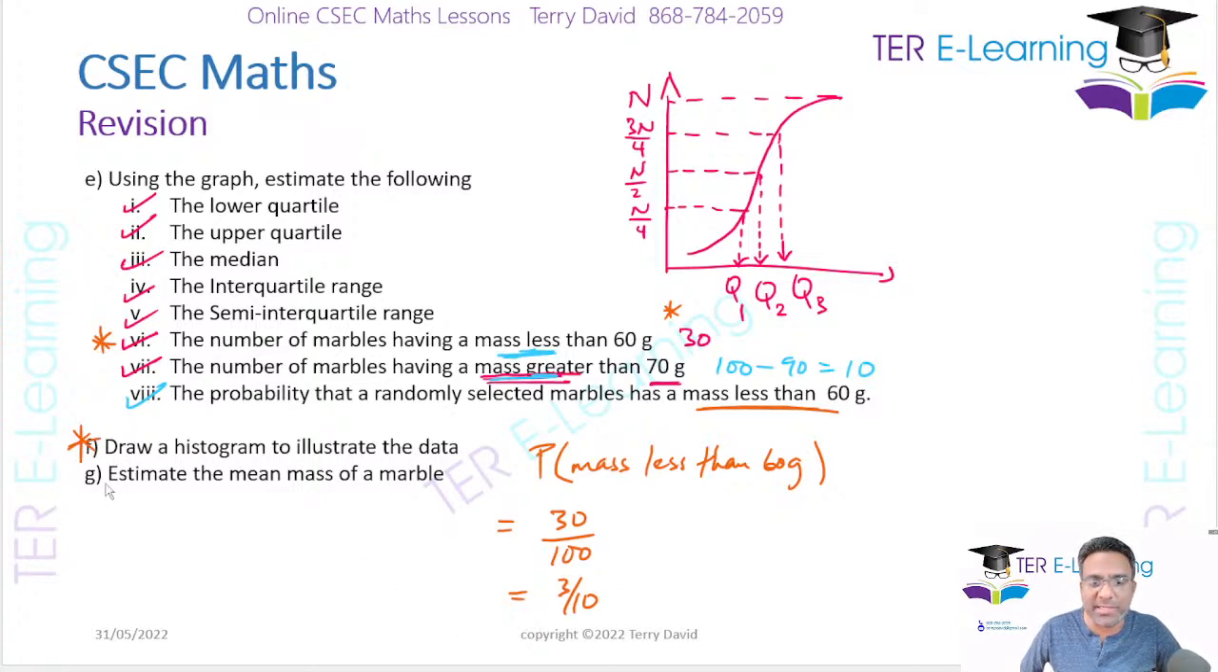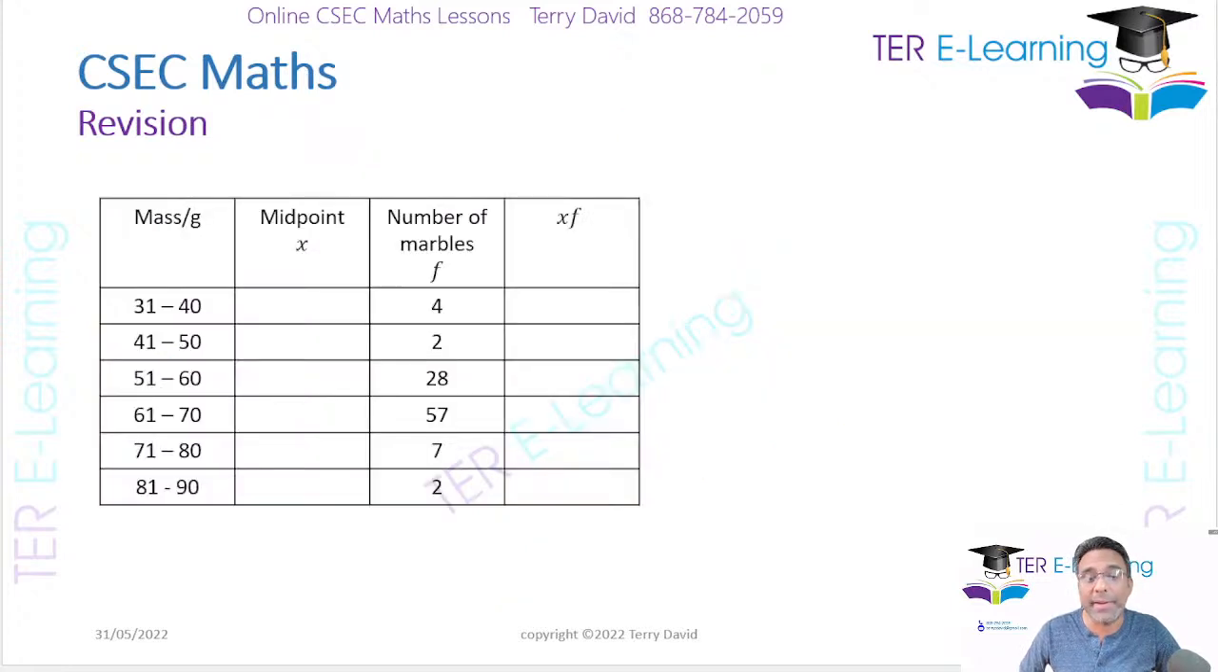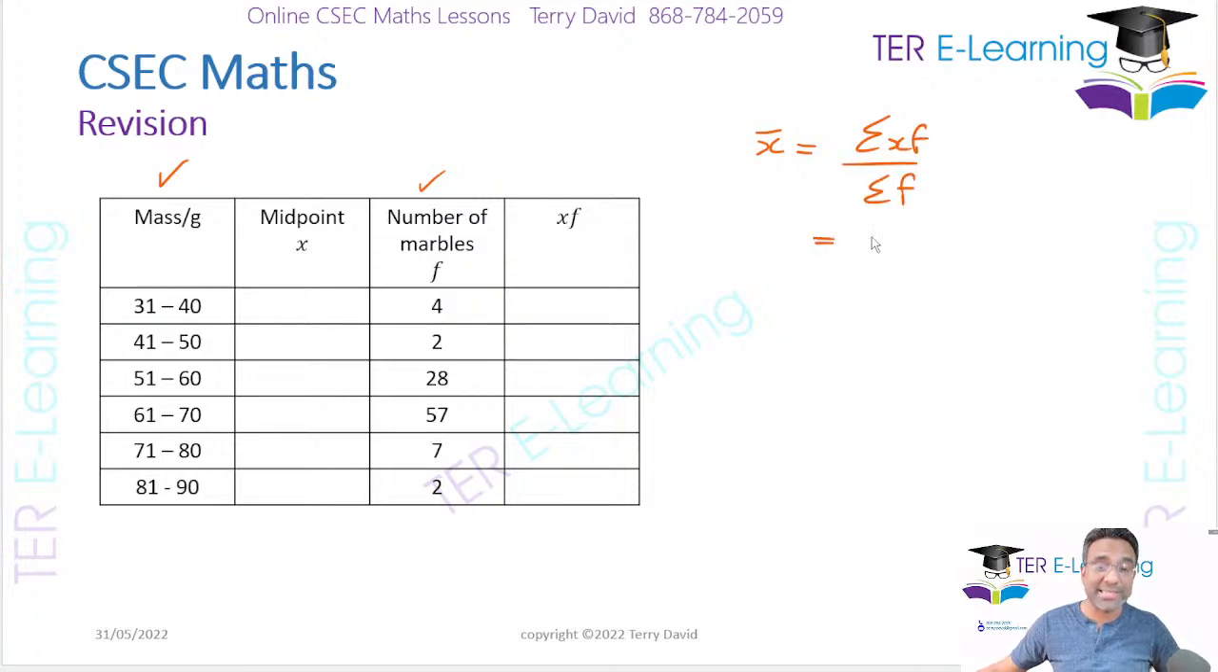I'm not too focused on the histogram part. I want to focus on the mean, because you all need to be able to estimate the mean from data that is grouped. So this is the same data that we have. We have our mass and we have number of marbles. Now, when you have grouped data, the mean, or x bar, is given by sigma xf all over sigma f. So some of you watching this may be thinking, wow, I've never seen this before.